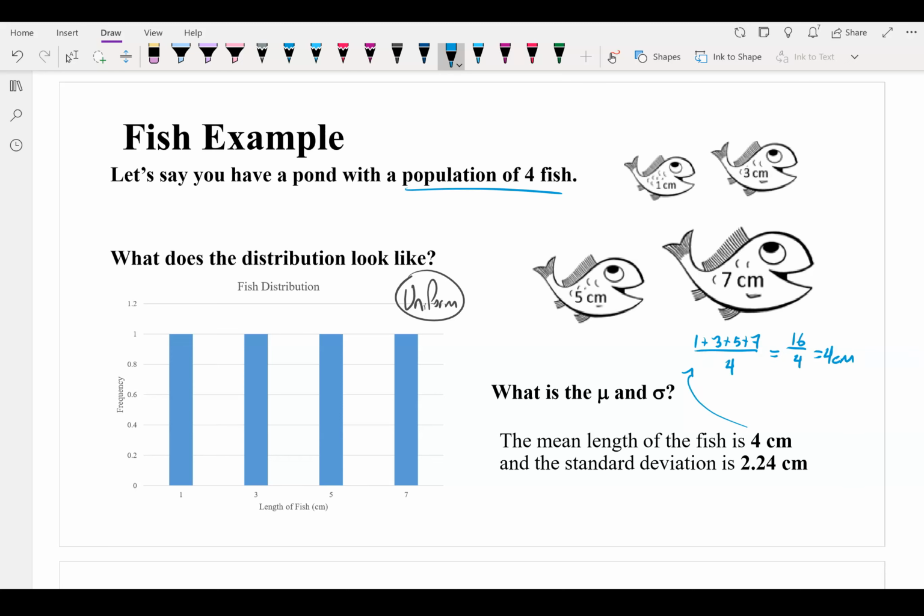The standard deviation is 2.24. You can calculate that in a number of methods. You could use Excel or any other calculator to get that. So just take that as truth for now. The mean is going to be 4, and the standard deviation, 2.24. Try to keep that in the back of your head.